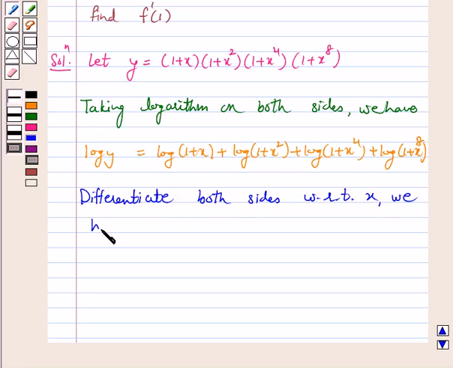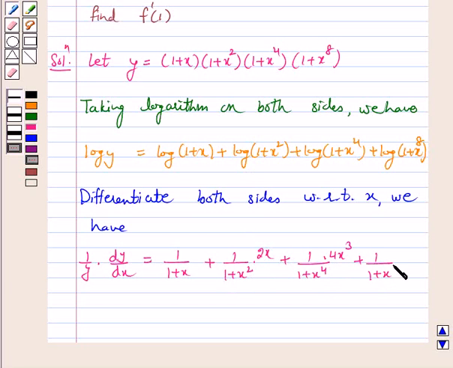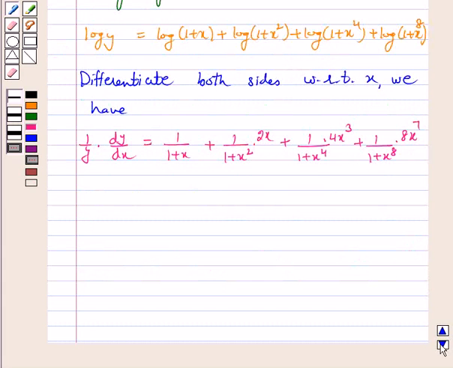We have the derivative of log y, that is 1 by y into the derivative of y with respect to x, that is dy by dx. Now the derivative of log(1 + x) is 1 over (1 + x), plus 1 over (1 + x²) into the derivative of x², that is 2x, plus 1 over (1 + x⁴) into the derivative of x⁴, 4x³, plus 1 over (1 + x⁸) into the derivative of x⁸, that is 8x⁷.